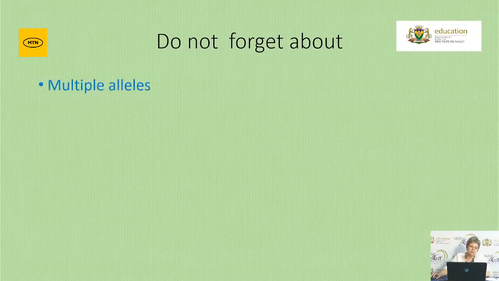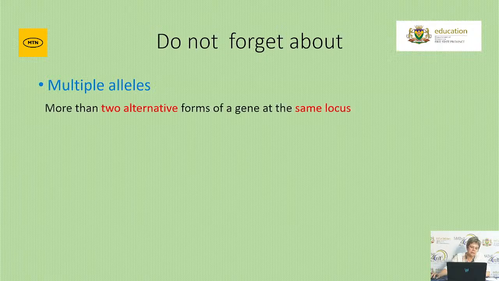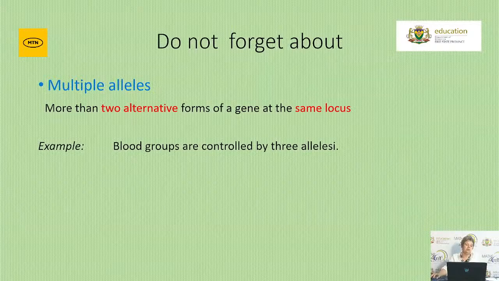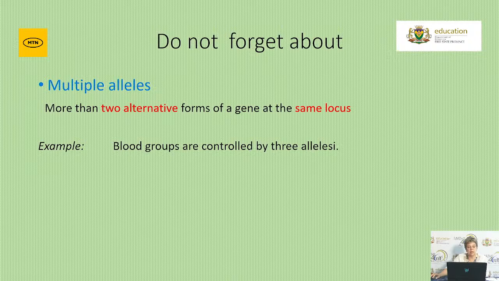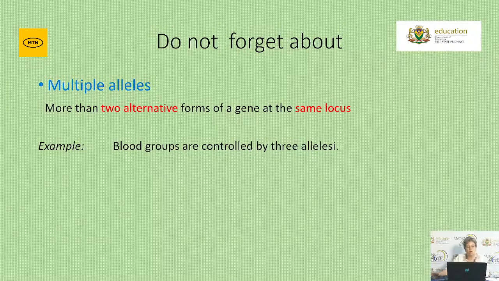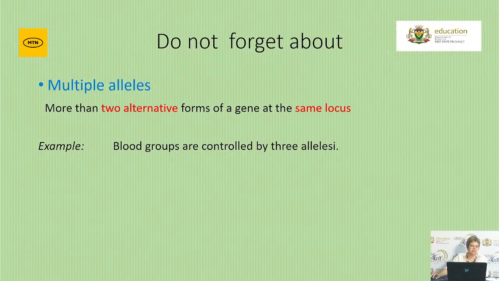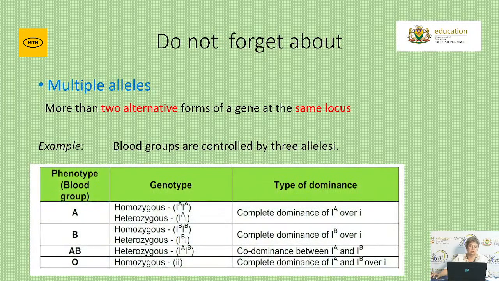Then do not forget about multiple alleles. Remember now, multiple alleles are alternative forms of a gene at the same locus. We know that the alternative form is an allele. So in multiple alleles, it means there are more than two, not two and more. There are more than two alleles at a specific locus.